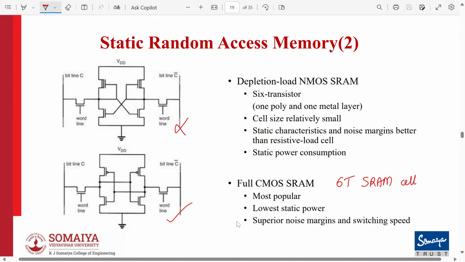It has its own advantages: it is the most popular among the remaining topologies, and it has the lowest static power dissipation. It's not completely zero, but it's lowest. It's not completely zero because of the leakage currents in the MOSFETs. It has a very superior noise margin and the switching speeds are very high. That's why we go for this full CMOS 6T SRAM cell.